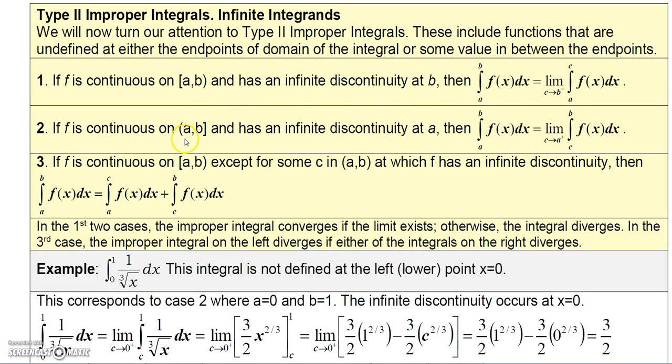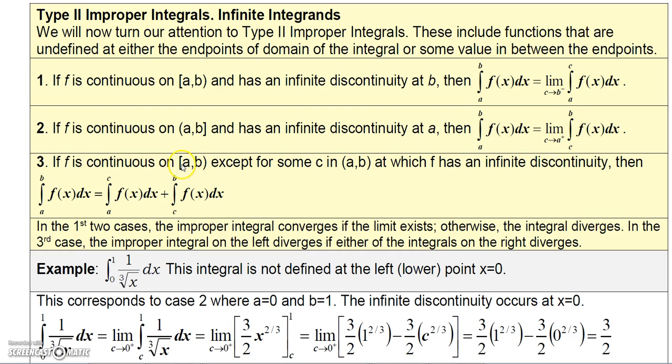Now, if the left endpoint is the one that's undefined, then we rewrite our integral as from c to b, and we take the limit of the integral as c approaches a from the right. Again, we're approaching from within the interval from c to b.